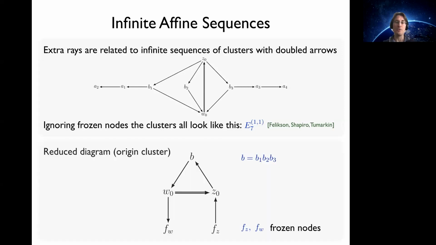And what we want to do is pick diagrams like this, clusters like this with the doubled arrow, such that all the frozen nodes connected to W0 are pointing out of the vertex, and all the frozen nodes connected to Z0 are inward pointing. And then I'm going to take the B's in the top picture and combine them all via a product and just stick that on the top and call that total B. So that's the product B1, B2, B3. And now I can start mutating on W0, Z0, and I'll get my infinite affine sequence of clusters.